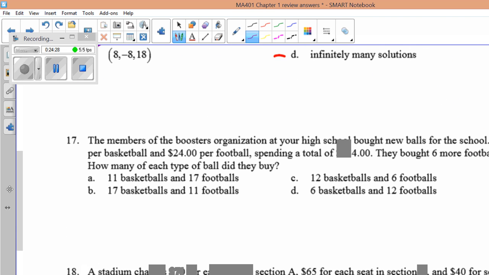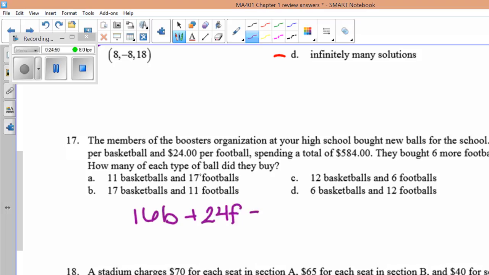Okay, number 17. The members of the boosters organization at your high school bought new balls for the school. They spent $16 for a basketball and $24 for a football, and they spent $584. Okay, so they spent $16 for a basketball plus $24 for a football, and they totaled $584. Got it. Now it says, they bought 6 more footballs than basketballs.